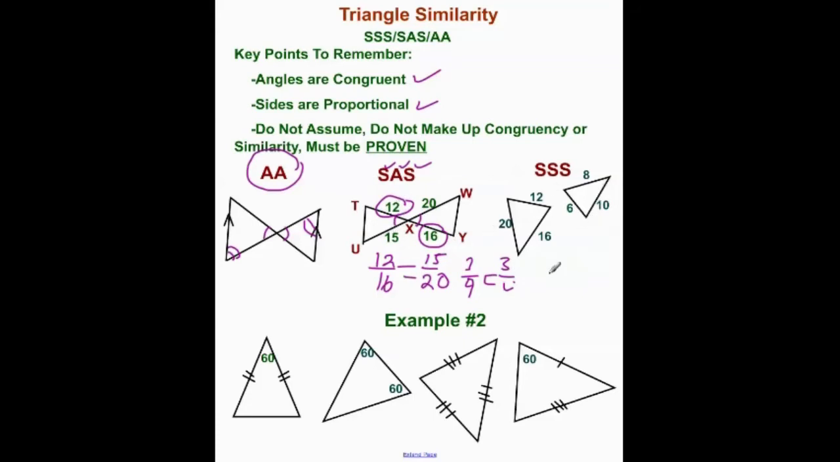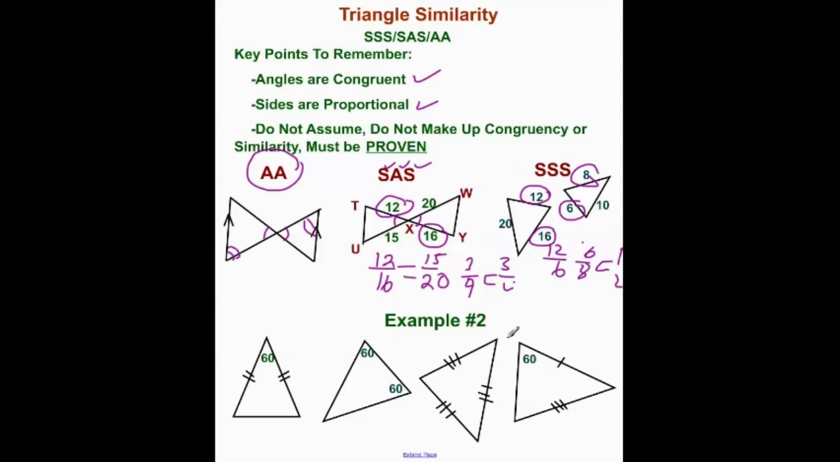Side, side, side is something you're familiar with from middle school. Again, when comparing sides, we're going to rotate and flip and do all kinds of things. Pick smallest over smallest. 12 over 6. Middle over middle. 16 over 8. And so on. They all boil down to 1 half. 20 over 10 is 1 half.